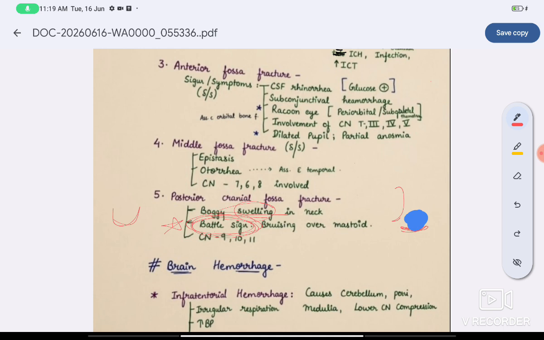Moving further, the cranial nerves which are involved. In the posterior cranial cavity, there is the hypoglossal nerve, so there will be involvement of cranial nerve number 12. And apart from that, there is the jugular foramen, so there will be involvement of cranial nerves 9, 10, 11.